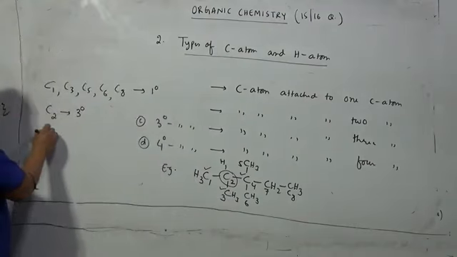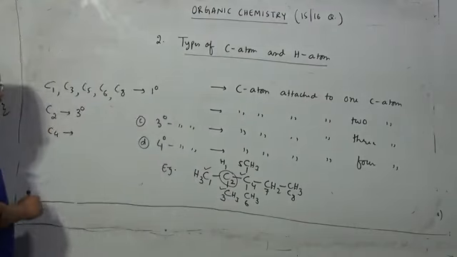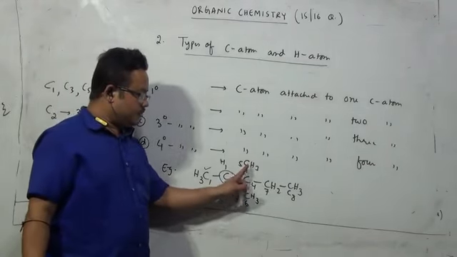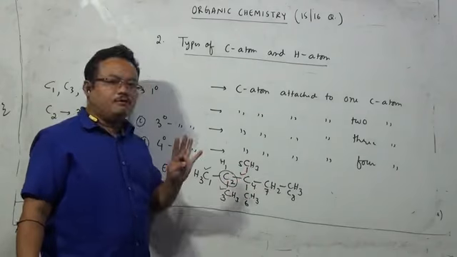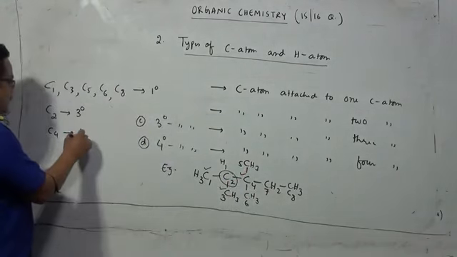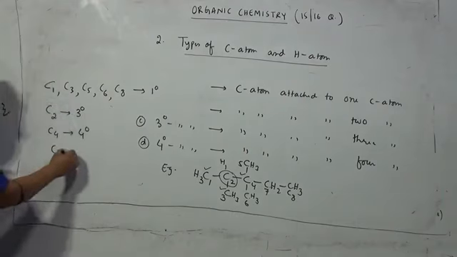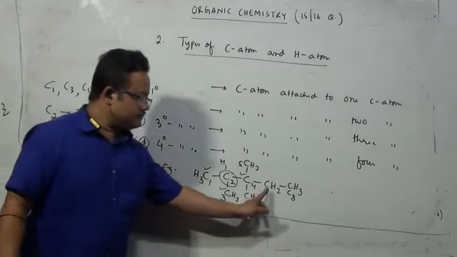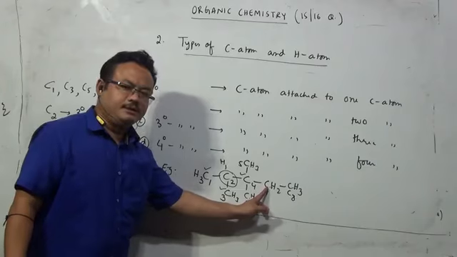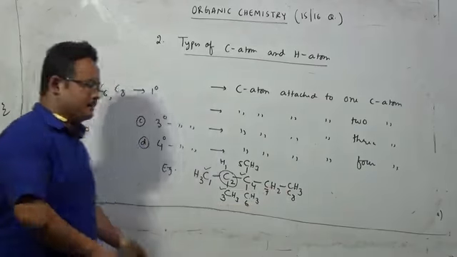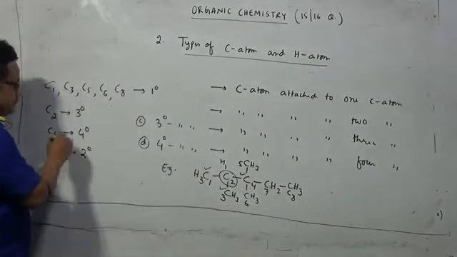Carbon number 4 is quaternary because it is attached to 4 other carbons: 1, 2, 3, 4 connected. This should be quaternary carbon. Then what about carbon number 7? Carbon number 7 is secondary, because it is directly bonded to 2 carbons. So this should be secondary.